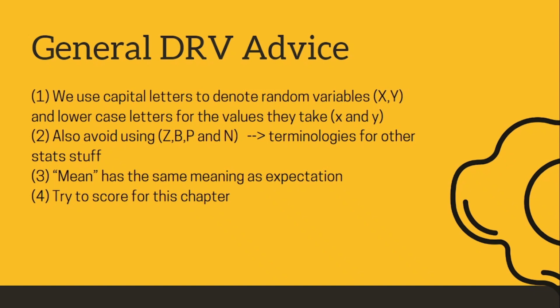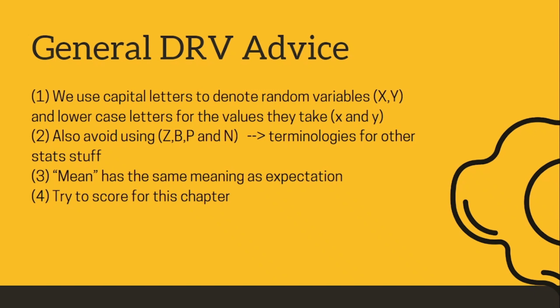Some general advice is that usually we will use capital letters to denote the actual random variables themselves, but then we will use lowercase letters for the values that they actually take. A random variable can have a certain value depending on what you want. That's why we will use a capital letter for the variable itself and then a lowercase letter for the true value.